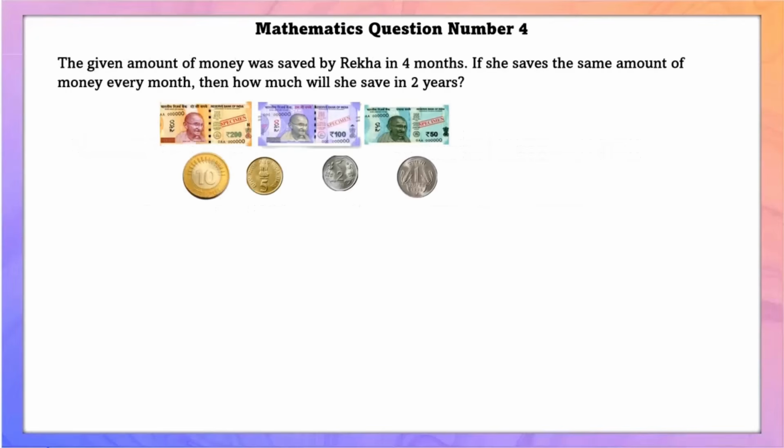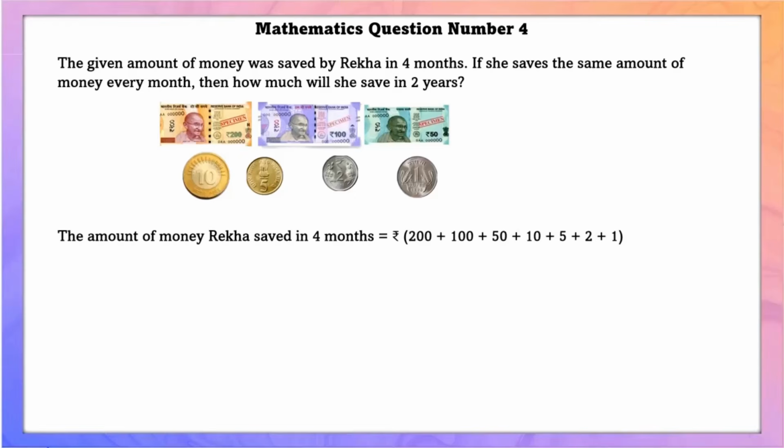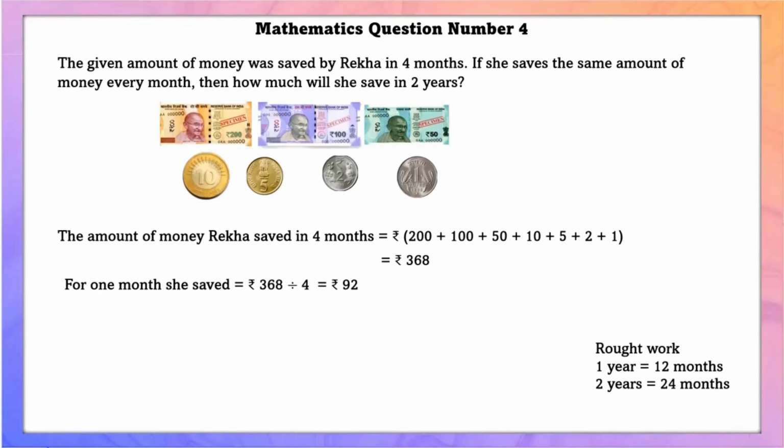Mathematics question number 4. The given amount of money was saved by Rekha in 4 months. If she saves the same amount of money every month, then how much will she save in 2 years? The amount of money Rekha saved in 4 months is equal to 368 rupees. For 1 month, she saved 368 divided by 4, which is equal to 92 rupees. For 12 months, she saved 2,208 rupees.